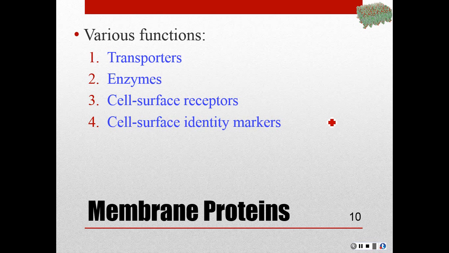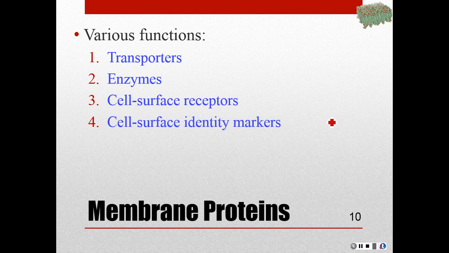So basically, if there are certain ions or solutes that are not to enter the cell, these receptors, these identity markers, are going to say, hey, guess what? You're not allowed in here. And if there are other solutes that are supposed to come in, they'll let them in.